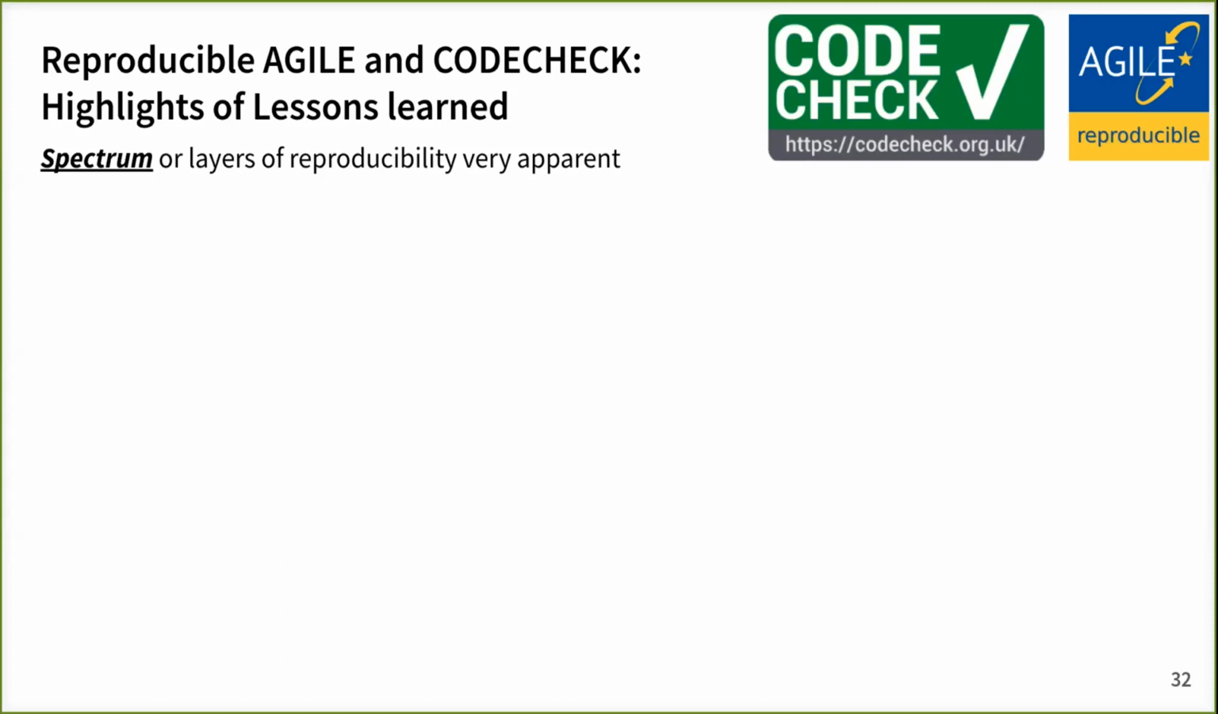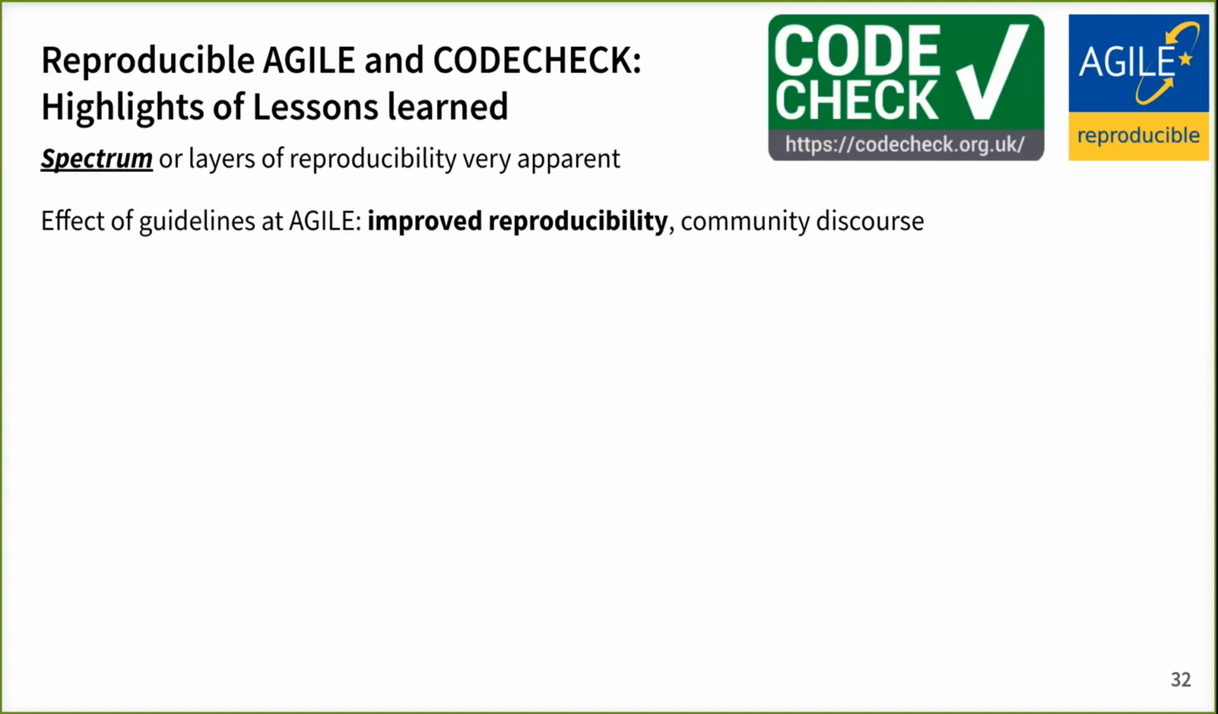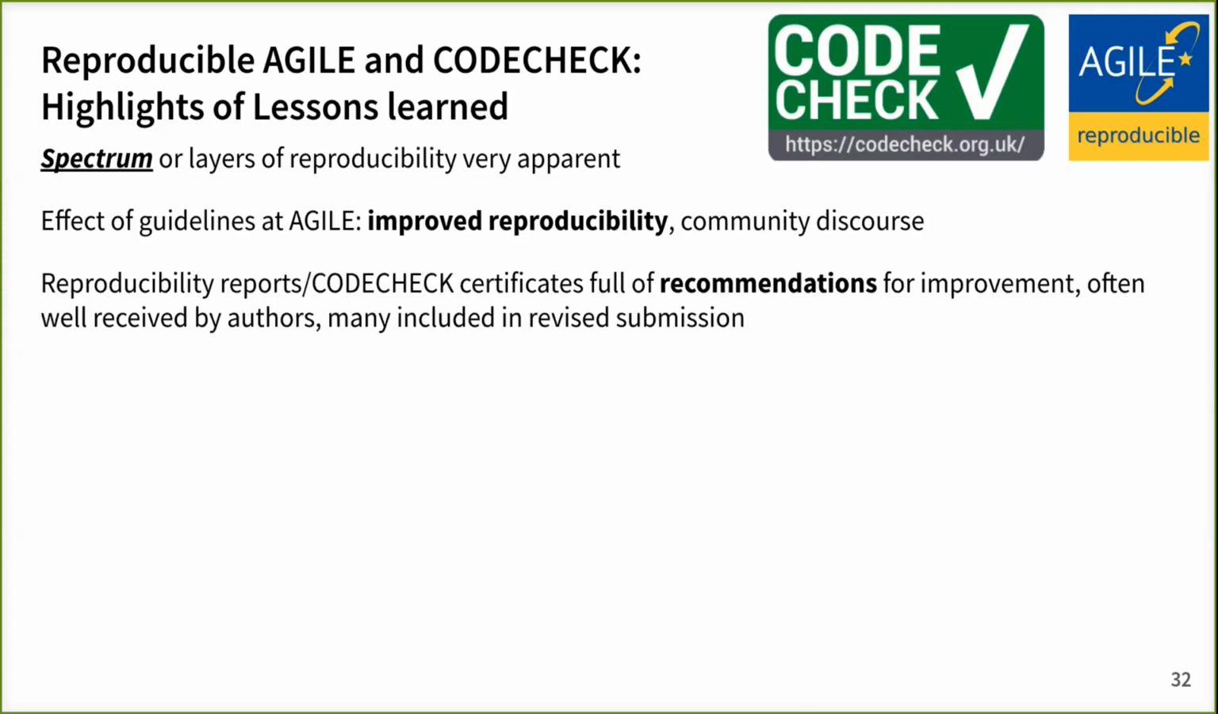We really see that there's a spectrum of reproducibility. That also makes it not that simple to come up with step-by-step instructions for reproducibility reviewers, because every reproduction is unique in a way. But we can see an effect of the guidelines at Agile. There is improved reproducibility and there is community discourse, which I think is really important.